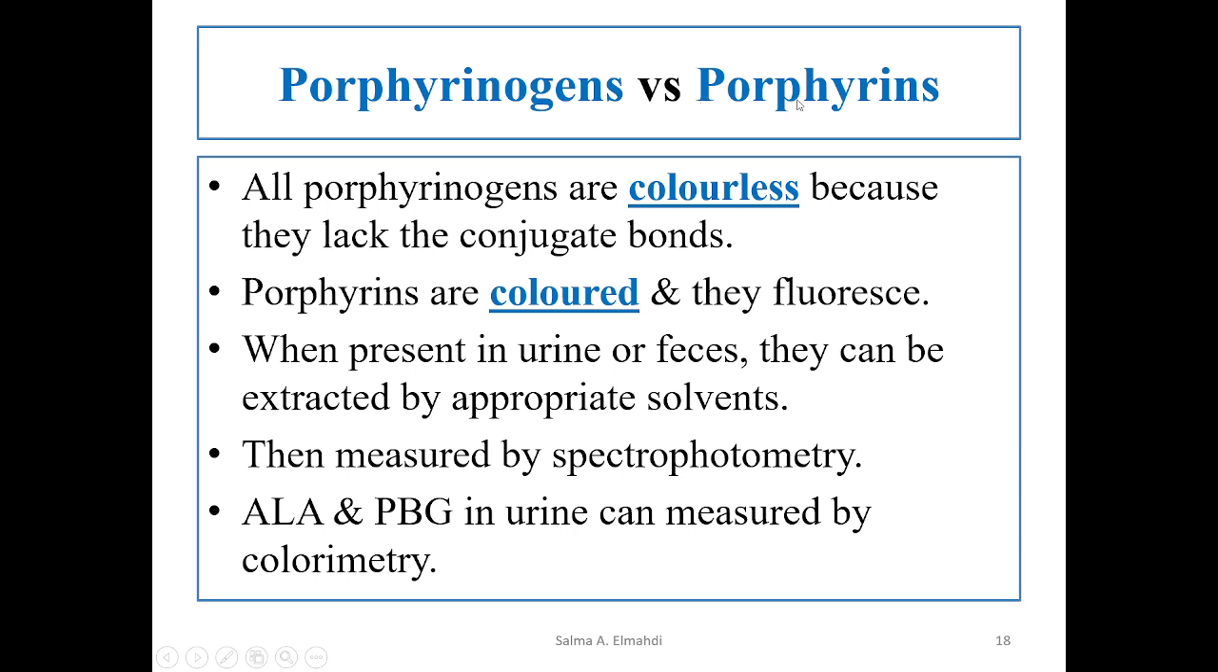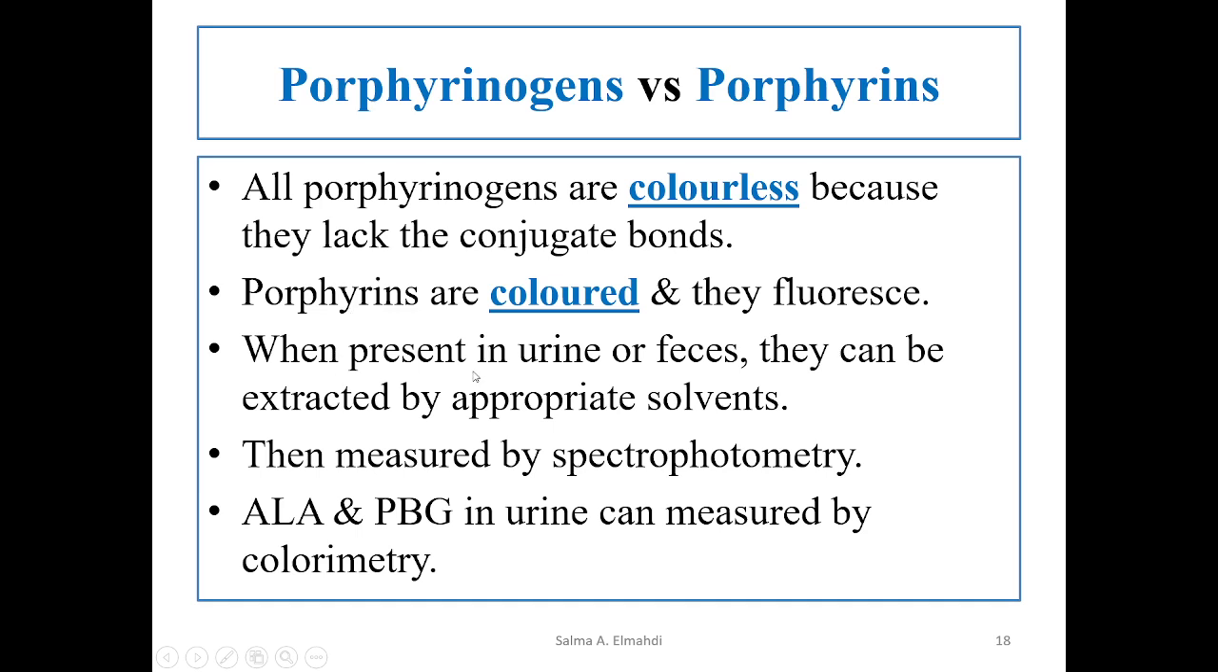Porphyrinogens versus porphyrins. All porphyrinogens, pay attention here to the suffix "gen", are colorless because they lack the conjugated bonds. So the conjugated bonds are responsible for giving color or fluorescing. Porphyrins, ending in "in", are colored and they fluoresce.